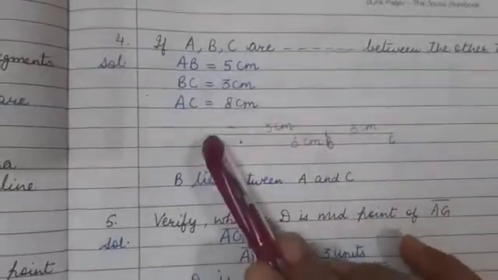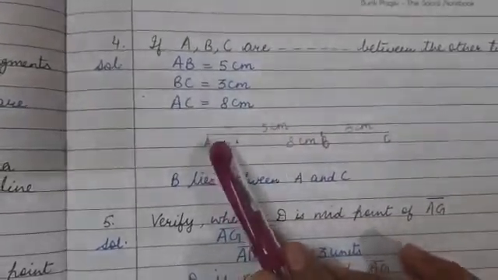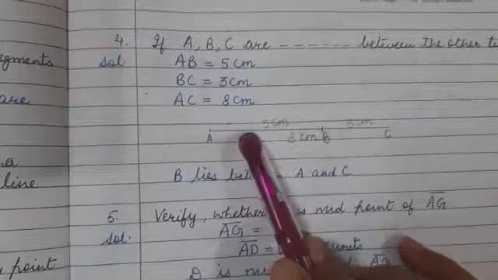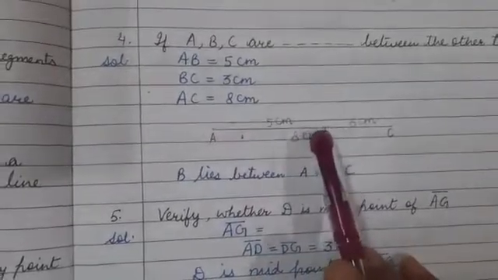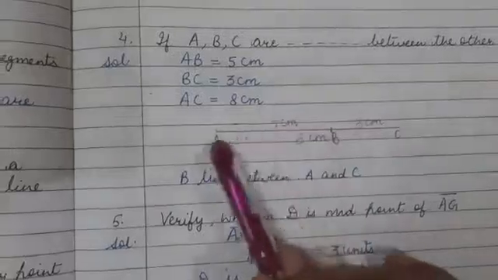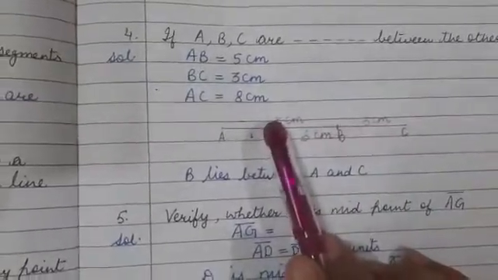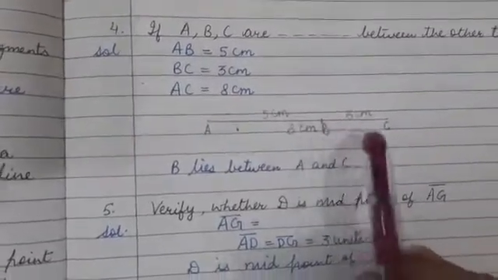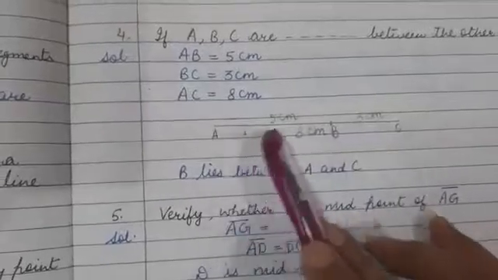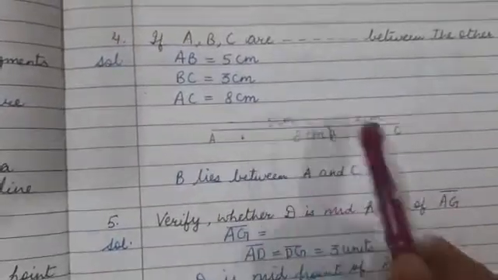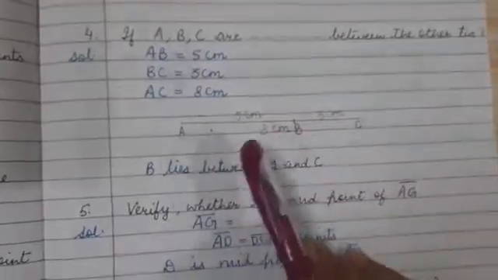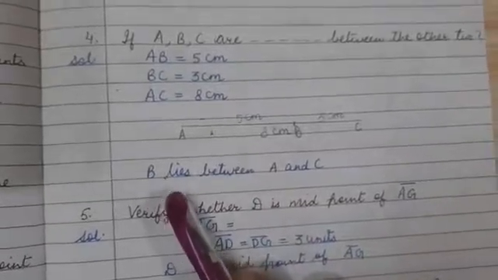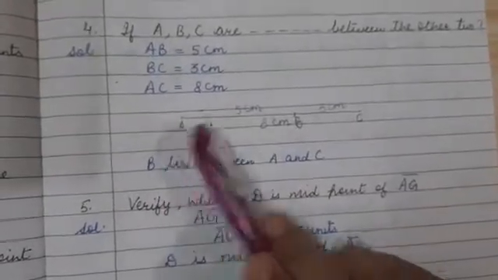AB is 5. So I have kept my scale over here, 0 point of the scale over A, and kept the scale along this line and marked a point B by measuring AB as 5 centimeter. Then BC. BC is obviously, AC is 8, AB is 5, so 8 minus 5, what is left? 3. So which point lies between the other two? So here the answer is B lies between A and C.